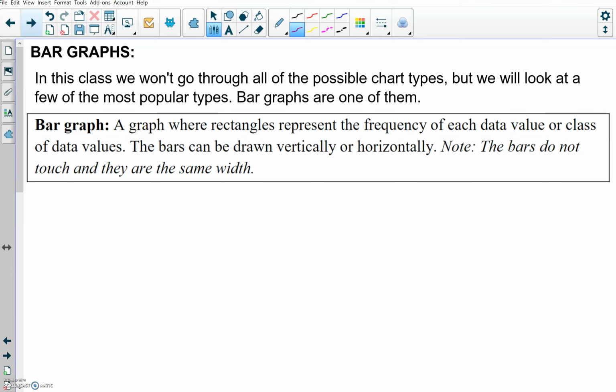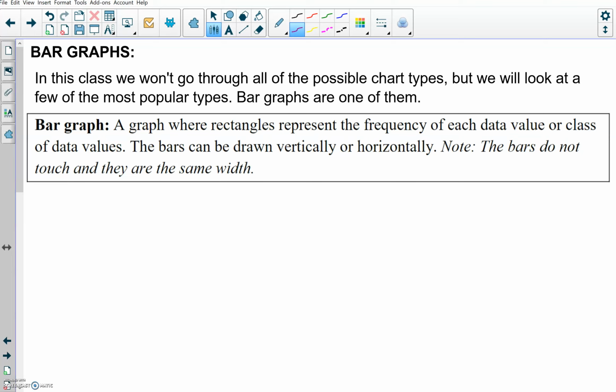into pictures. So we have the bar graphs, and we're not going to go through all the possible chart types in this class. There's a lot of different variations of the bar graph. We're not going to go there, but we will look at a few of the most popular types of graphs overall. And the bar graph is one of them. We're going to just look at the basic bar graph again. And even just within the bar graph category, there's a ton.